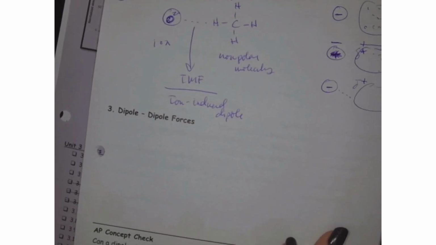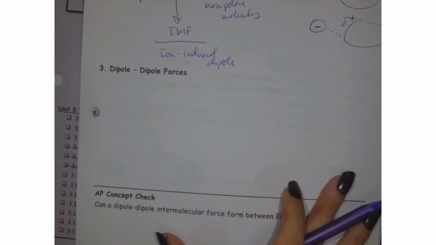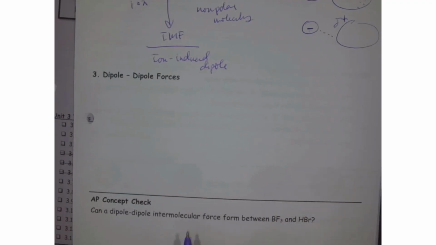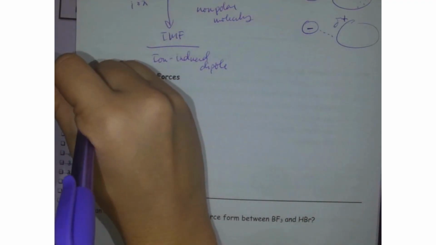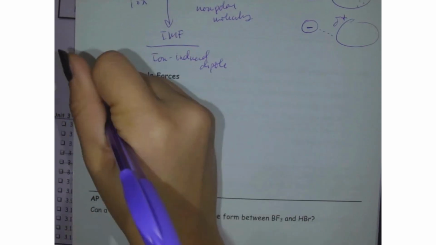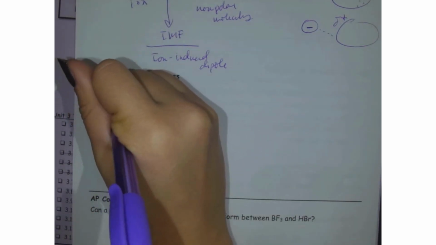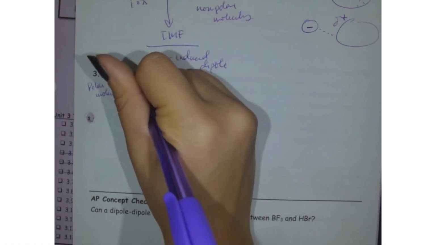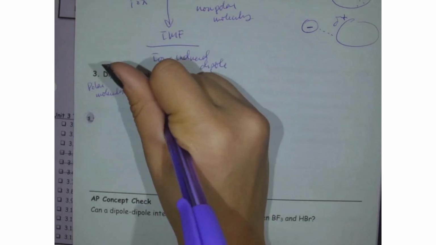Now our next type of IMF is dipole-dipole, and I bet you're getting the gist of it now, that we reserve dipole for polar molecules. So this is a polar molecule, and there's an attraction to another dipole or a polar molecule.